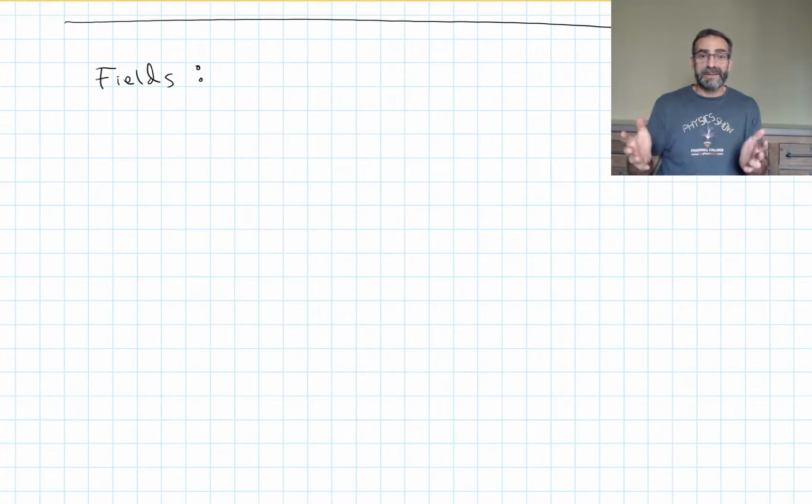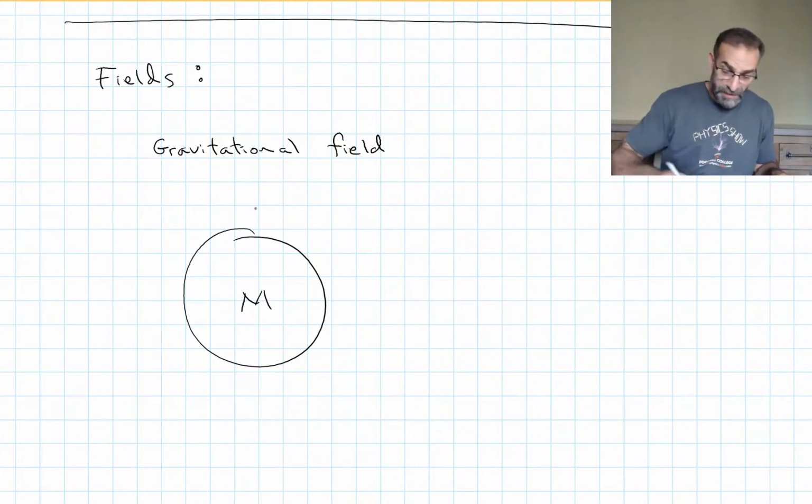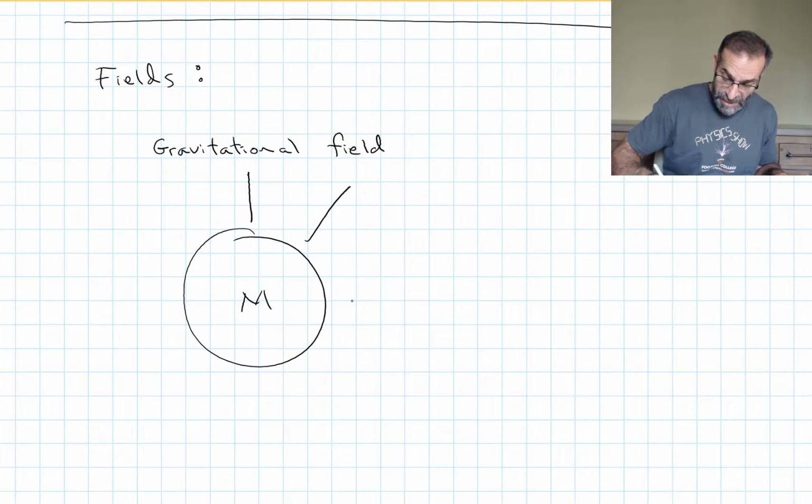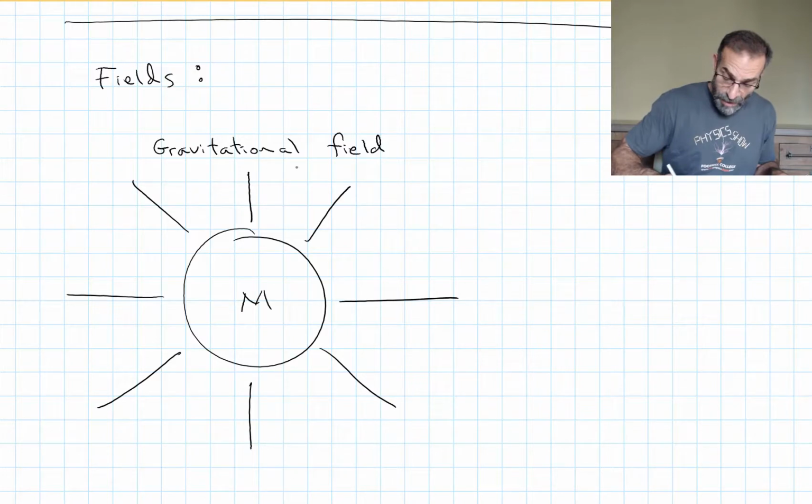And our model is fields. We say that a massive object fills the space around it with a gravitational field. And any other massive object in that field interacts with the field, and it feels a force because of that interaction. So this object will fill the space around it with the gravitational field. And what direction does that gravitational field point? It points in the direction a mass would go if we put it there.